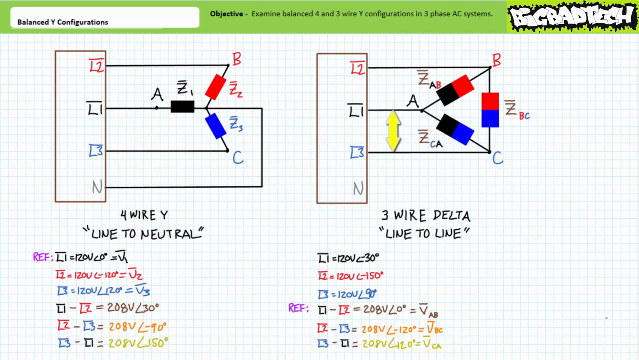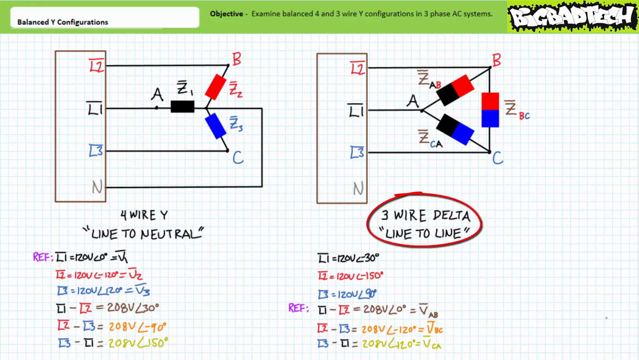Finally, between lines L3 and L1, connected to nodes C and A, there is a differential of 208 volts at an angle of 120 degrees. Load impedance ZCA goes from node C to node A. It makes sense that the voltage across load impedance ZCA is 208 volts at an angle of 120 degrees.